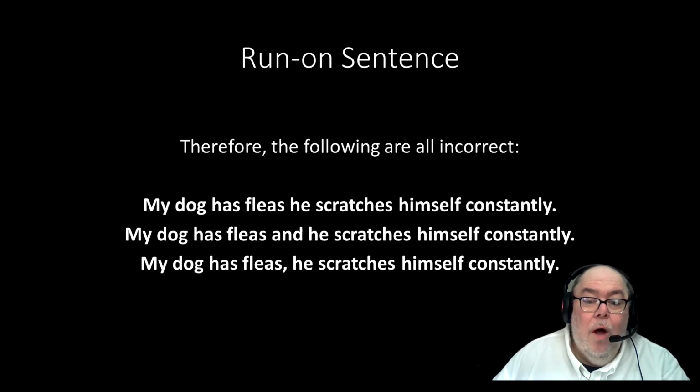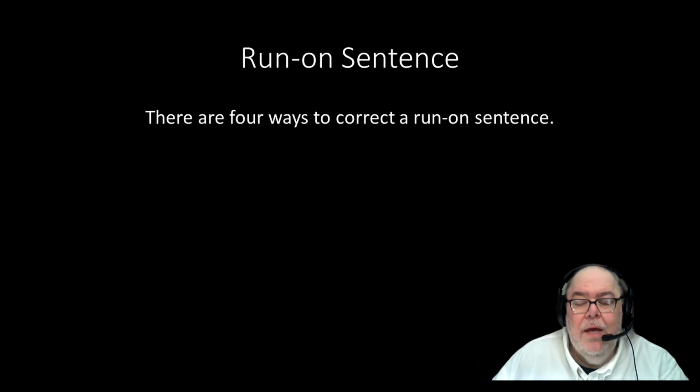So all of these examples are examples of run-on sentences. Joining two independent clauses with an and or just a comma, incorrect, and with nothing at all, it's still incorrect. So when we find a run-on sentence, how do we correct it? There are four ways.